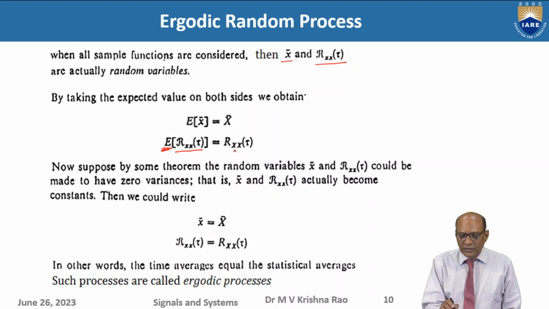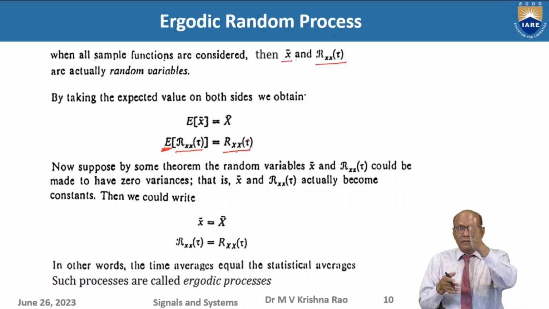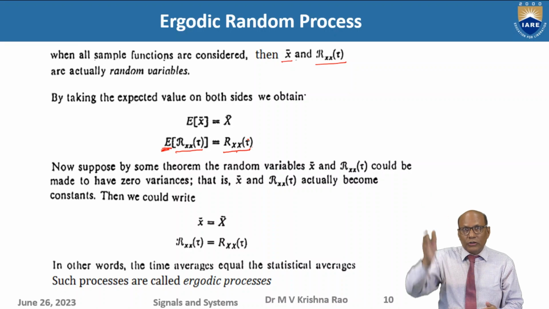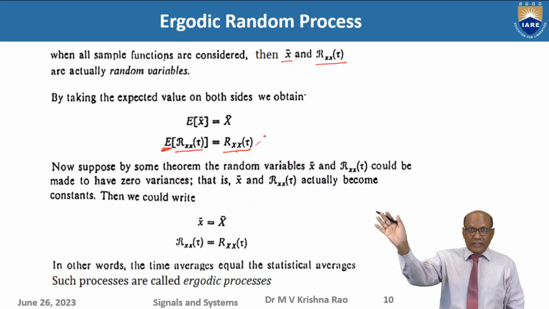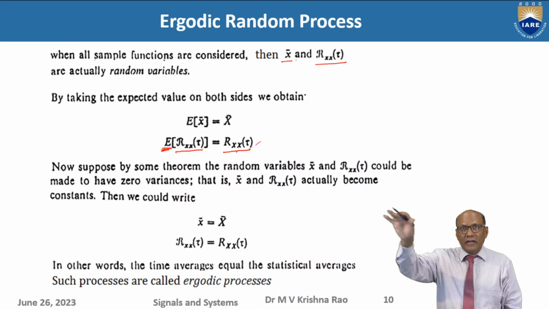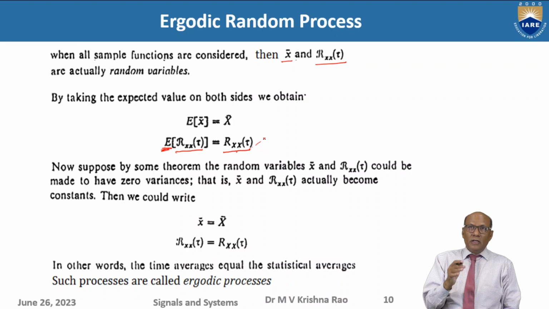This expectation is equal to, what is this one? This is R capital XX of tau. When you take the vertical, you have taken at T1 one variable, at T2 one variable, and you were finding the autocorrelation function of these two earlier. So those functions are equal to this one. Again, you take the vertical and find averages. Then horizontally you do it and find averages. So if you take one direction, in the other direction you have to average.